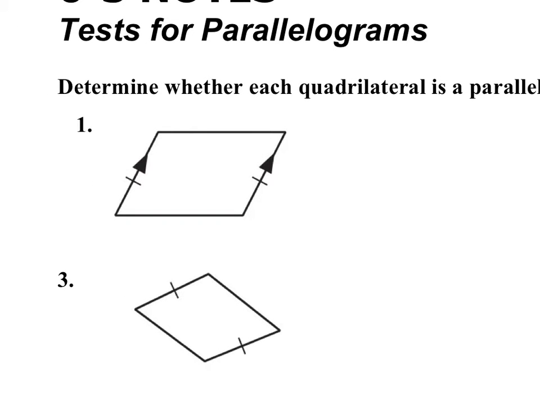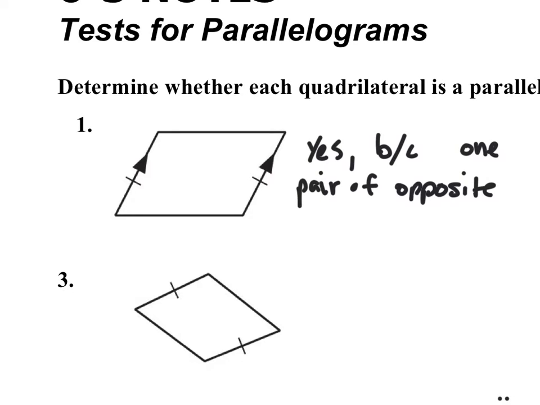For number one, we can say that this is a quadrilateral, so we could say yes. The reason is because one pair of opposite sides is parallel and congruent, okay? If we've got one pair that's parallel and congruent, you can assume that it's a parallelogram, okay? Let's take a look at number two.